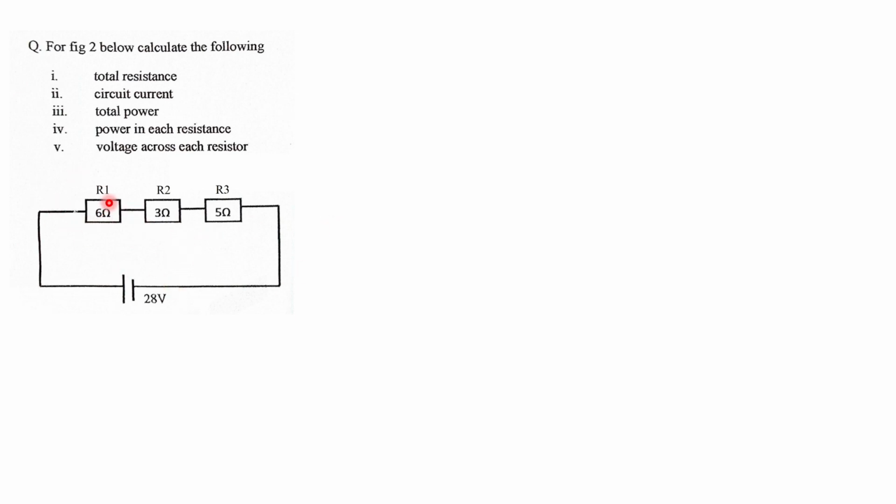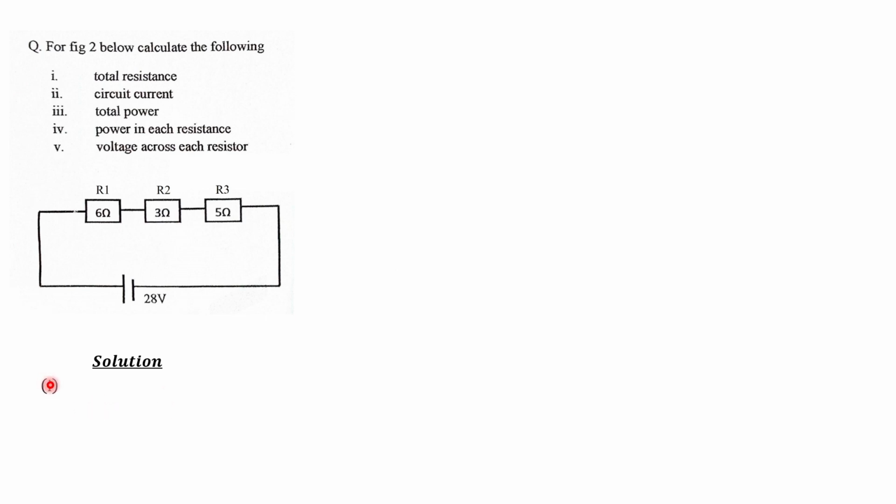And figure 2 has three resistors connected in series. So we have R1, R2, R3 connected in series across a supply voltage of 28 volts. R1 is 6 ohms, R2 is 3 ohms, R3 is 5 ohms. All right, I hope you are ready. So let's move on with the solution.